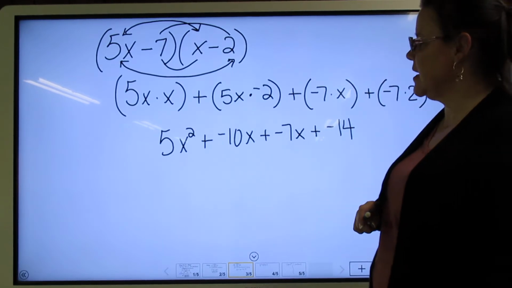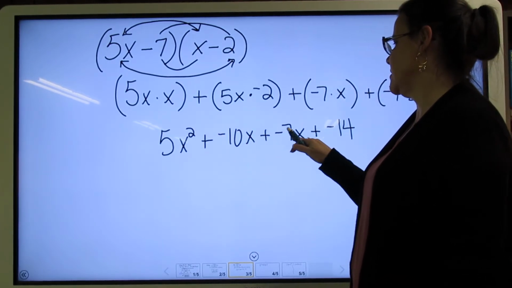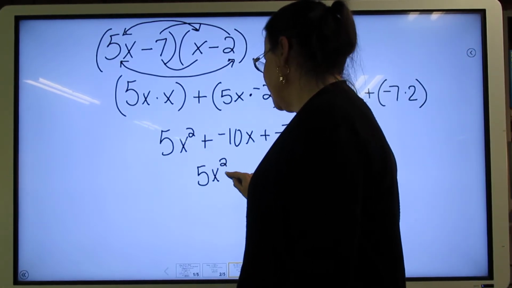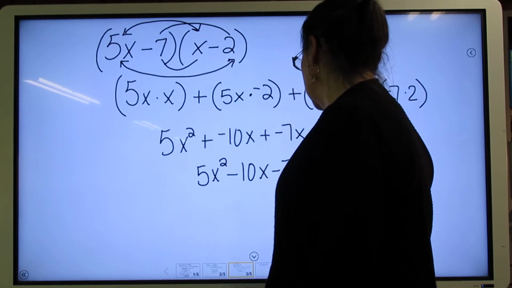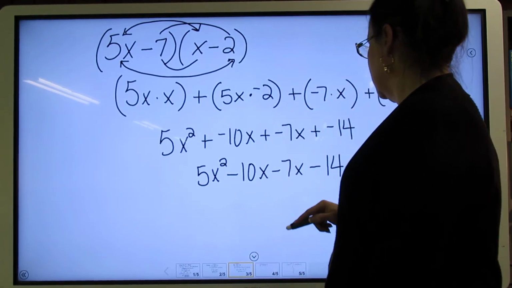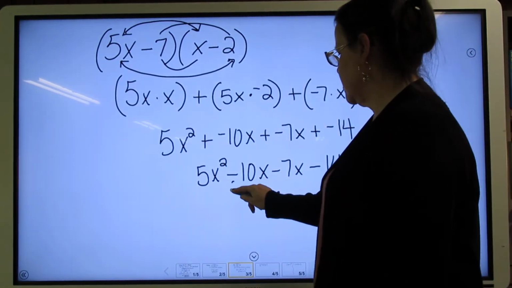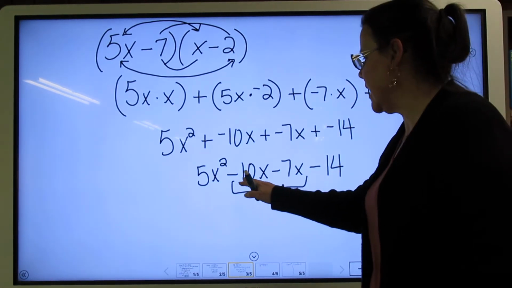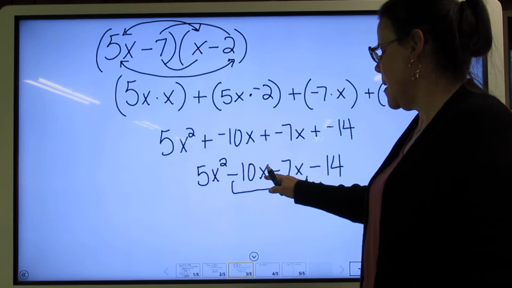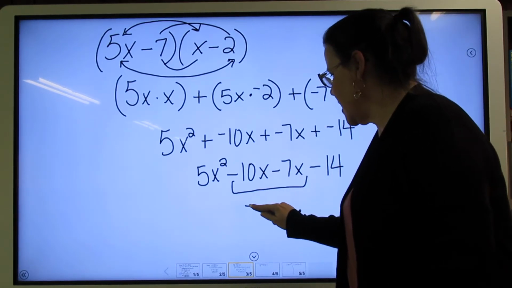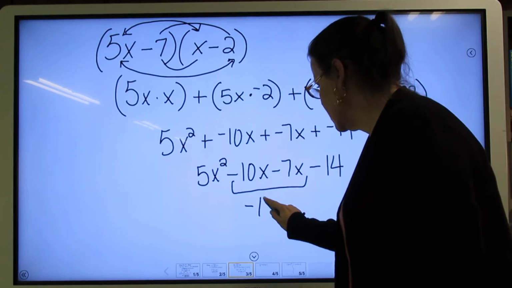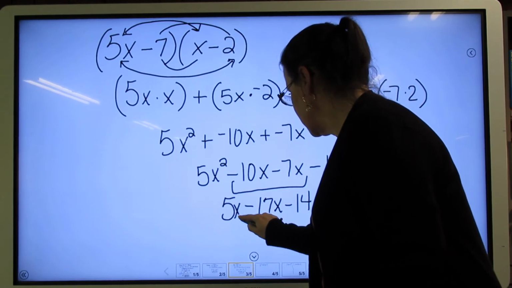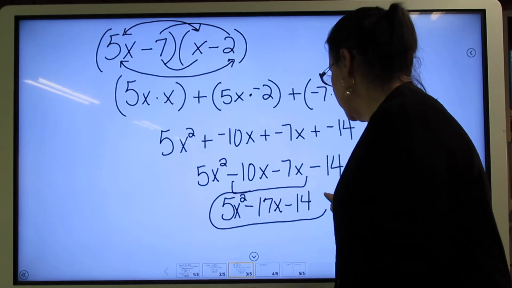Okay, you notice that when I was writing them, I didn't do minus 10x, minus 7x. You can rewrite it that way. You don't have to, but if it helps you see it better for the answer, then you would know that the 2 in the middle would get combined, and you have to know your integer rules by this point. Minus 10, minus 7, you would keep the sign, add the numbers. And then this would be your final answer.